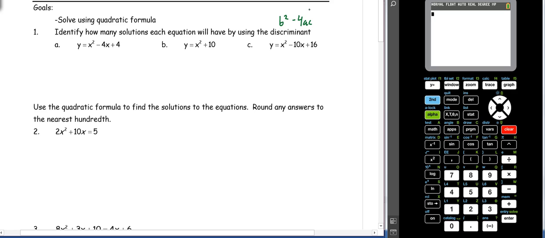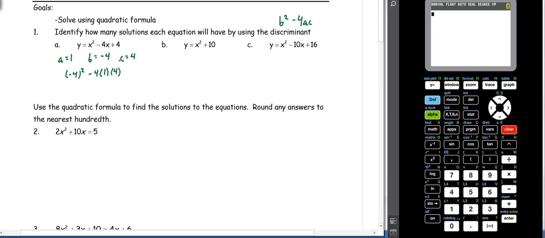So in A, we first need to identify the a, b, c values that we're going to plug in. In this case, the number in front of the x squared is a 1, so a is going to be 1. b is the value in front of the x, which is -4, and c is the value by itself. So when I substitute, I have (-4) squared minus 4 times 1 times 4. All I did was substitute in for my a, b, and c values.